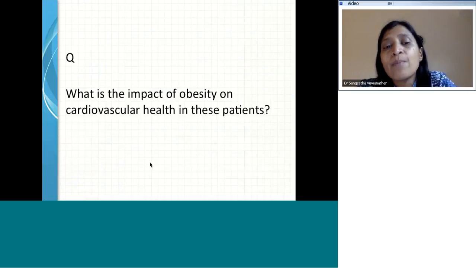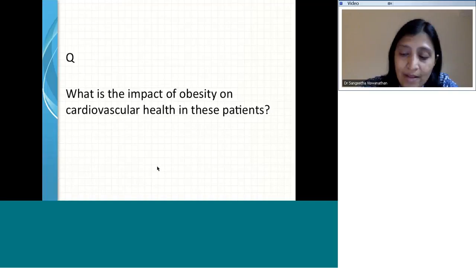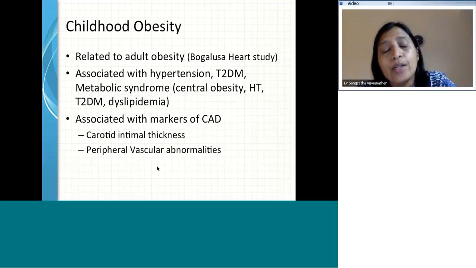So what is the impact of obesity on the cardiovascular health of these patients? Does it really matter? Childhood obesity, how does it translate into adult cardiovascular health? Now, there is enough data to show that childhood obesity is related to adult obesity. There was a study called the Bogalusa Heart Study.